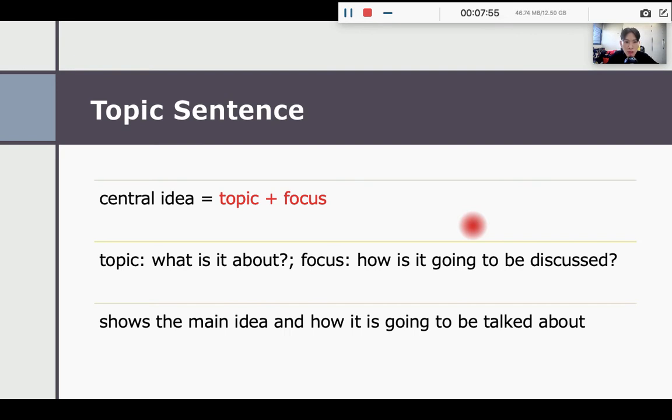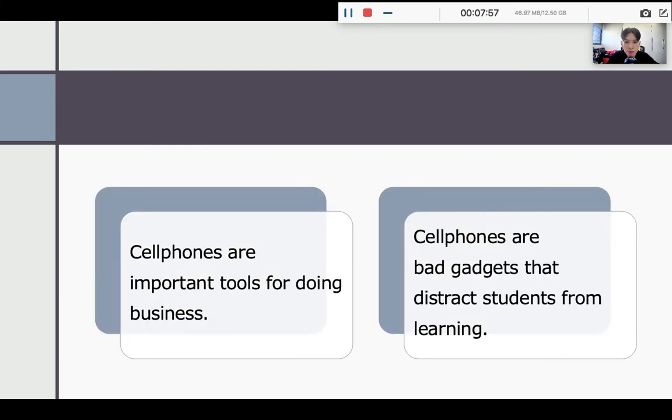Now let me show you 2 examples. Have a look at these 2 examples. How are they different, or do they have anything in common?